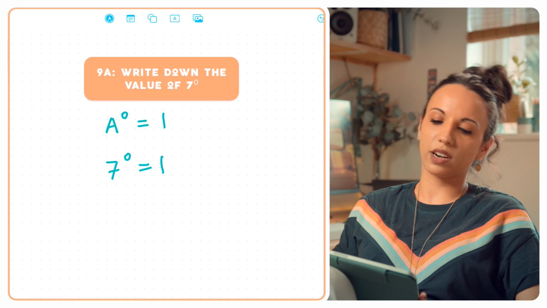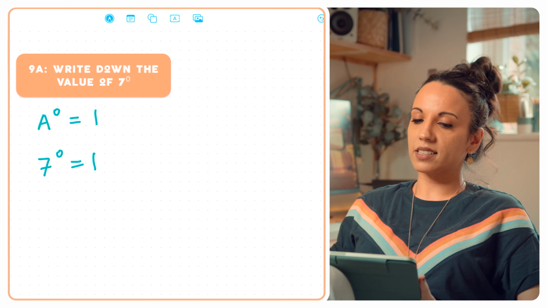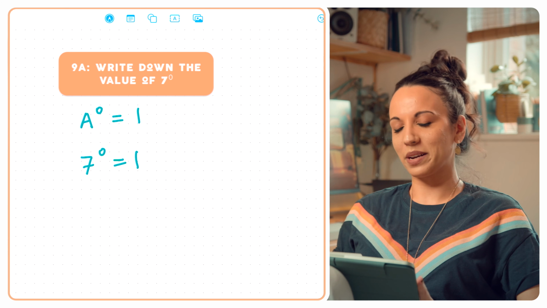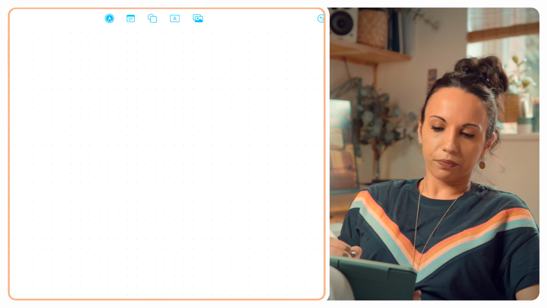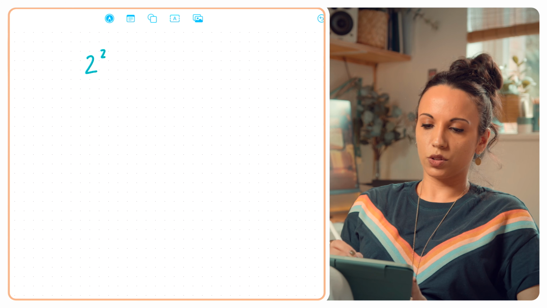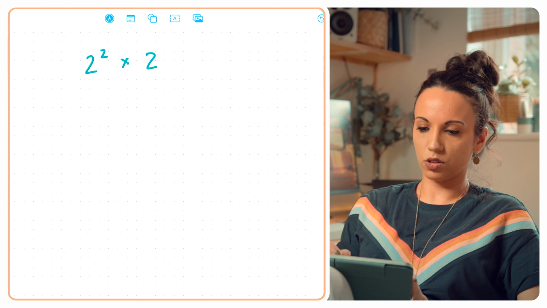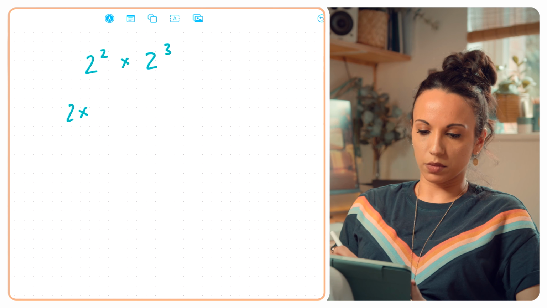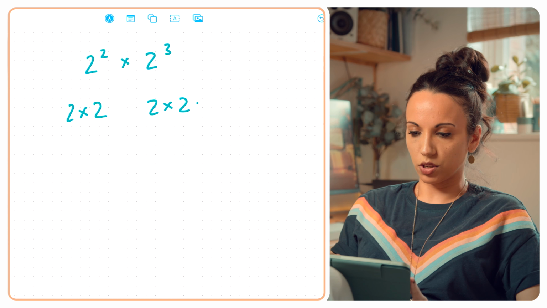Now, this is drawing on our knowledge of the laws of powers or the laws of indices. And sometimes, particularly in exams, we can forget those laws. So let's have a look at how we could have generated something to remember. So we could start with something nice and easy, like, for example, 2 squared times 2 cubed. Okay, so we know that 2 squared is 2 times 2, and we know that 2 cubed is 2 times 2 times 2.